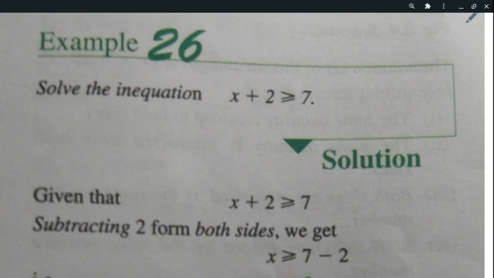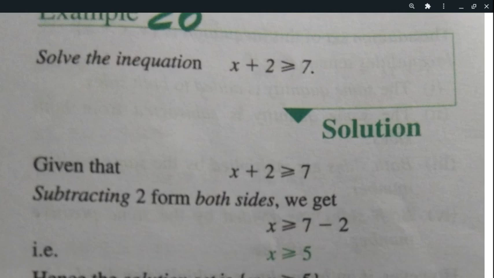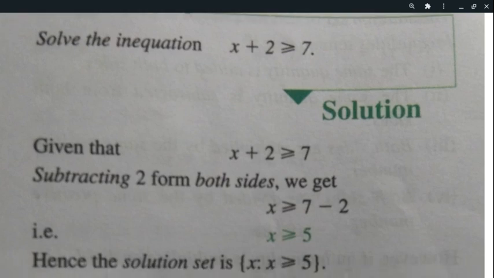Now, what operation do you need to do to get the b term? Because remember, it's always ax plus b is equal to a value. The b term in this case is 2. What do we need to do to get rid of that 2 and put it on the right side? You minus it. Right.